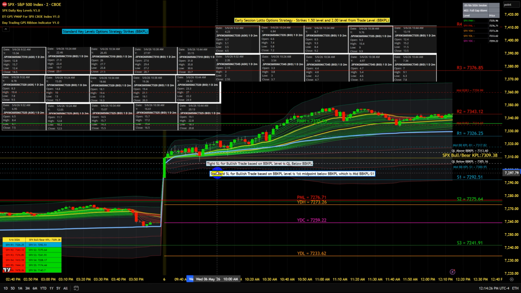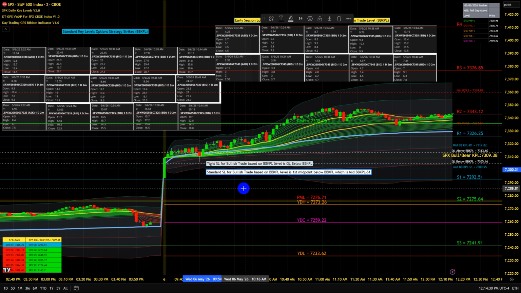Now the difference between the standard SL and the tight SL, the tight SL is going to be stopped out more often than the standard SL. So the standard SL is the recommended SL to use on trades. However, every trader is different. Every trader's risk profile is different. And so you have both to choose from.